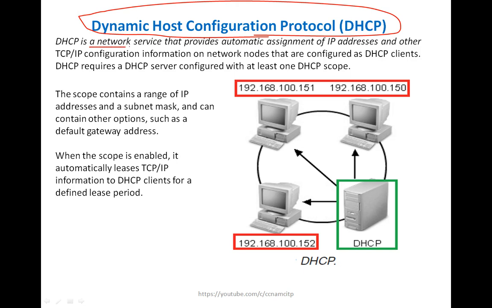DHCP is a network service that provides automatic assignment of IP addresses and other TCP/IP configuration information on the network to nodes that are configured as DHCP clients. So the meaning is very simple here. This is a DHCP server, and these are the DHCP clients.